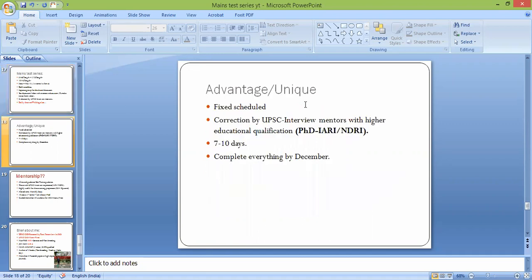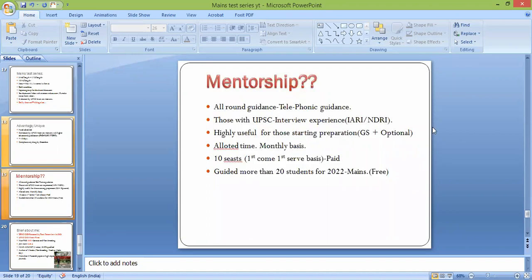The unique advantage is that the scholars here are from IARI and NDRI. You know about the rank. You can go to Google and search the rank of agriculture universities. If you have some mentors, you can search the university name on Google and see the rank. IARI and NDRI are the top 1 and 2 institutes in India, so you can trust their knowledge. Try to complete everything by December. That should be the key.